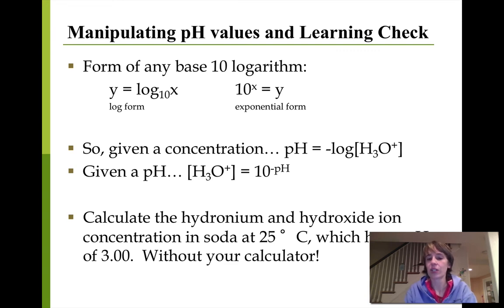What are the concentrations in a solution that has a pH of 3? Using this form, if we know the pH is 3, then that means the hydronium ion concentration is just 10 to the negative 3.